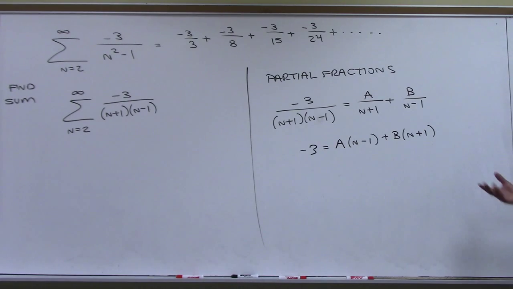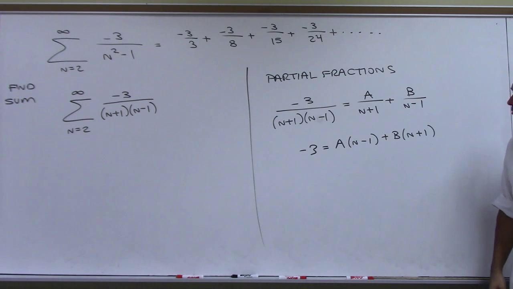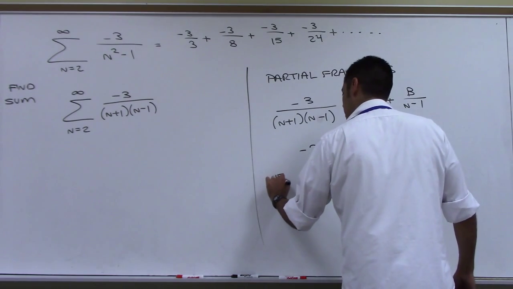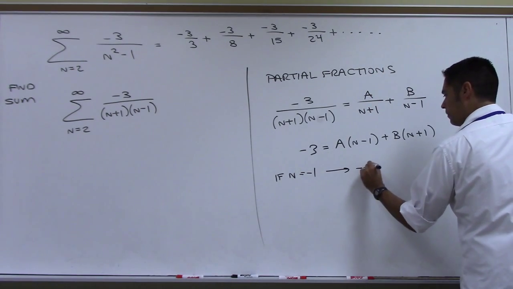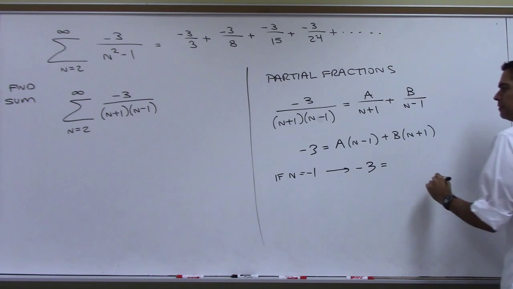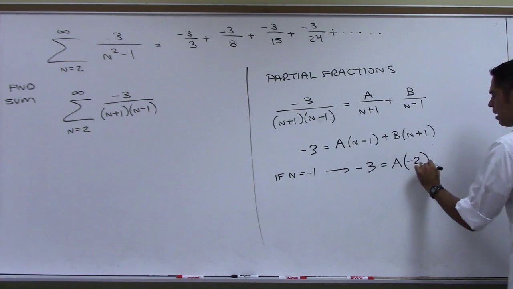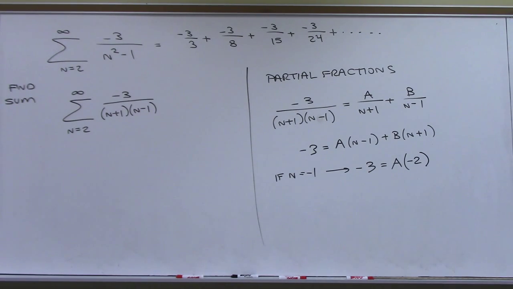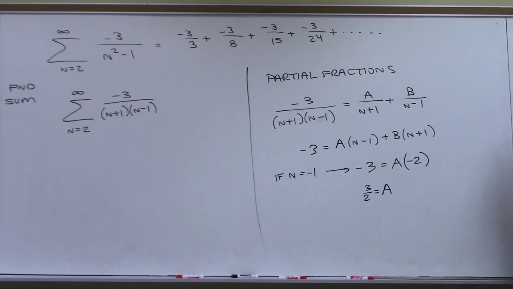Then you could say, hey, look, let's kill off B. Let's let n be negative 1. And then when you do that, I thought I made this where it was going to work out nice. Oh, shoot. Okay, if n is -1, what do we get? -3 equals A times what? -2. Sorry, I was trying to avoid fractions. I must have messed something up when I was putting the problem together. 3/2 is A. That's A. All right, what's B?